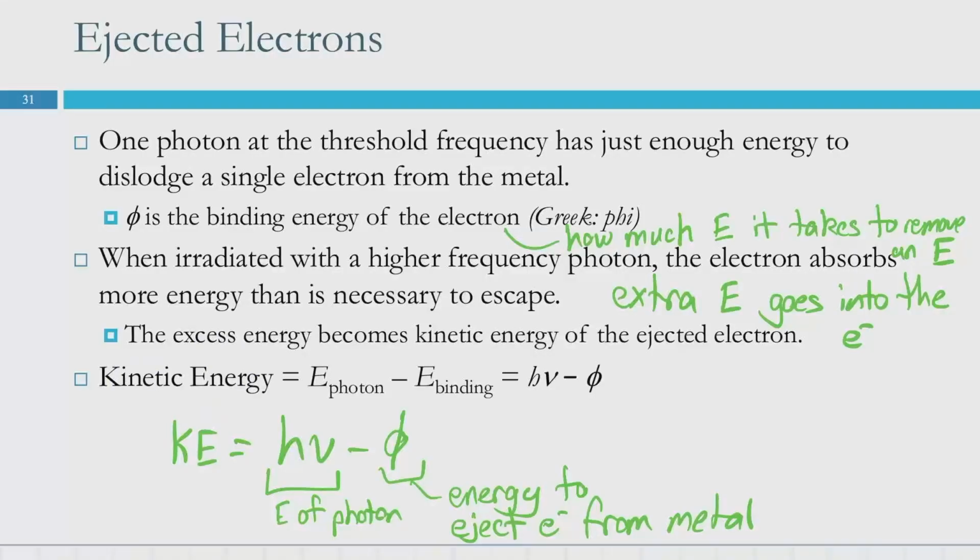Let's make up an example that just has random numbers in it, 500 arbitrary units, 500 energy units from our light. Let's say that the binding energy is 150 energy units of light. I'm making them nonsense units because I don't want to do the real numbers. How much kinetic energy is our ejected electron going to have?